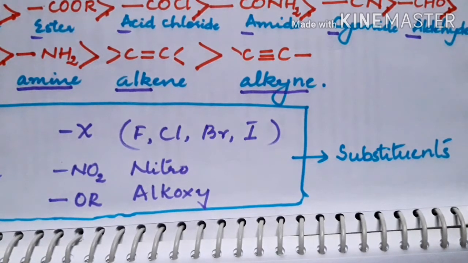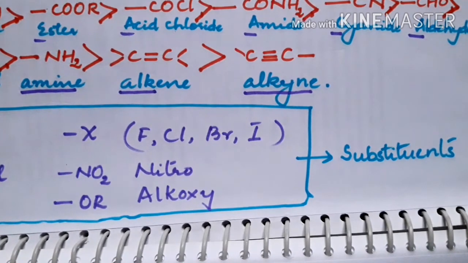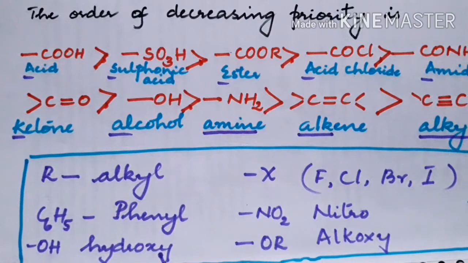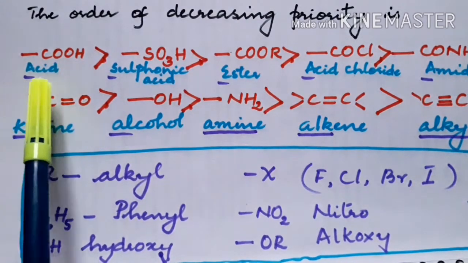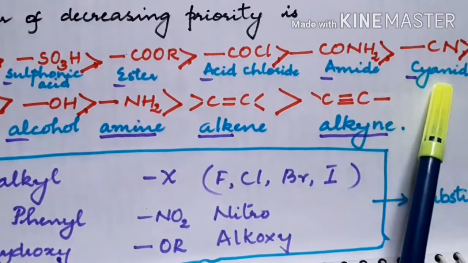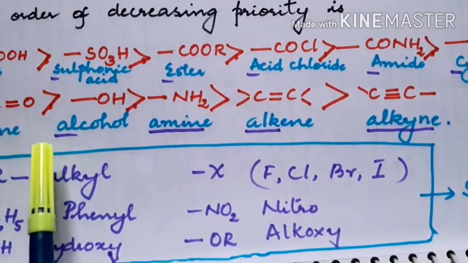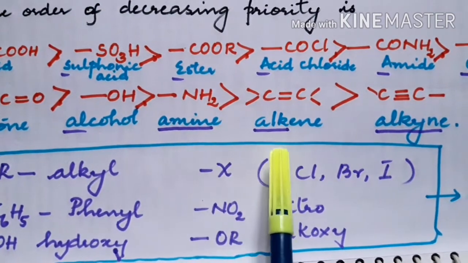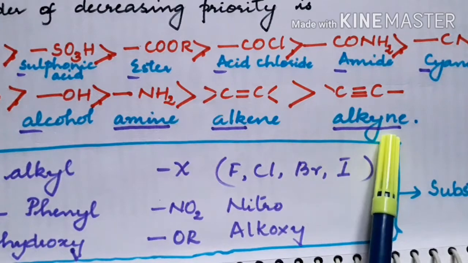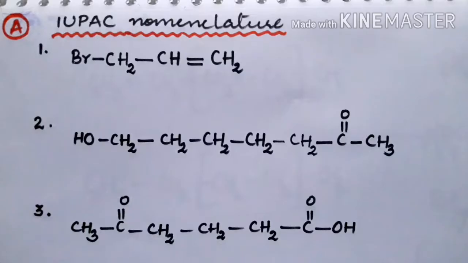Taking into consideration all these factors, we are going to name the different compounds. So kindly remember the order: ACIAC, alk, alamine, alk, alkyne. We shall start numbering the different compounds and try to name them.